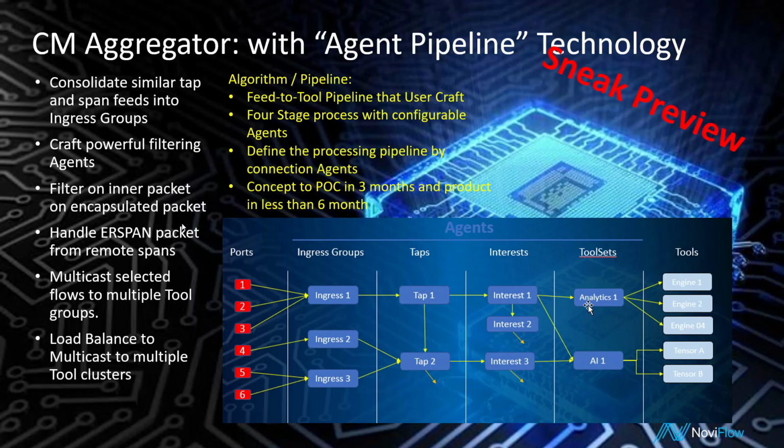For example, on the tool set stage, am I load balancing to a set of tools? Am I multicasting to a set of tools? And you craft that agent. And then the user builds the pipeline by organizing and coding those agents together and says, in this case, tap 1 is getting its feed from ingress 1. And that's completely in their control. They can set that up. They can change that pipeline tomorrow. They can change the filters instantly on that.